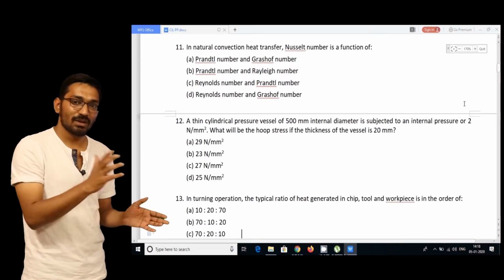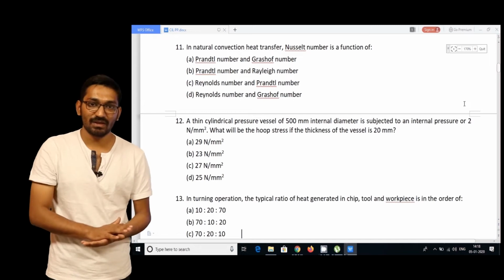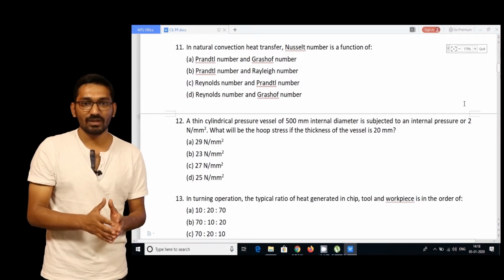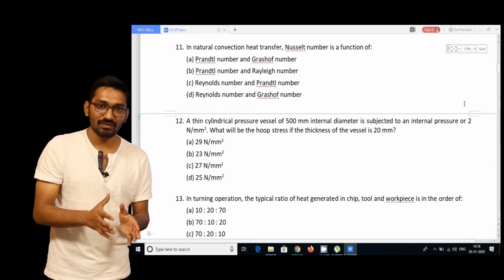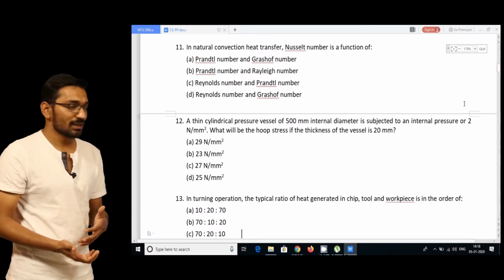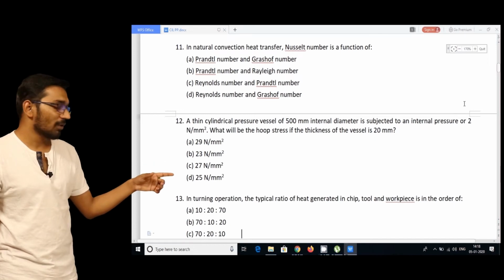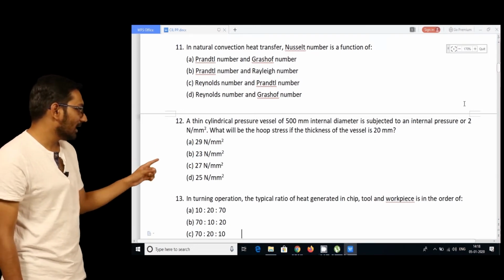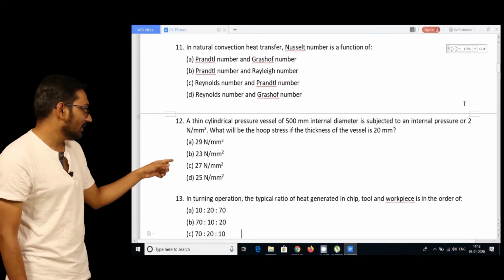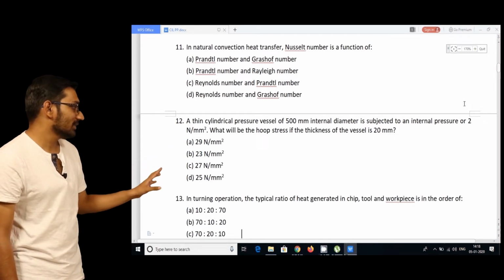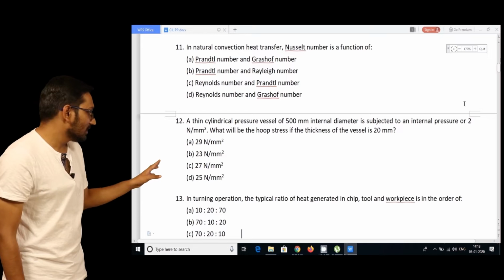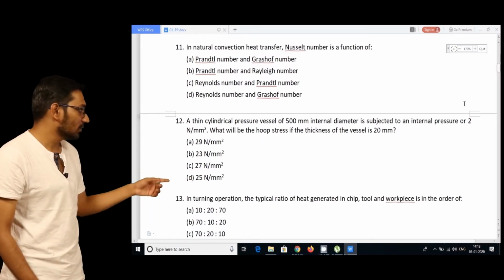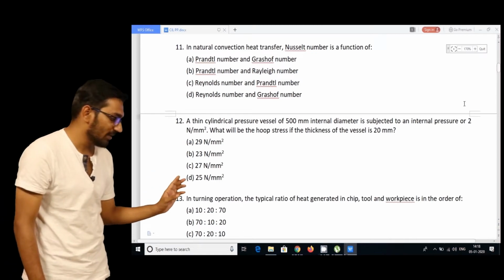And if the question comes on a spherical pressure vessel, then in the spherical pressure vessel, the hoop stress and the longitudinal stress will be the same, that is PD upon 4T. So in this question, you will use the formula PD upon 2T. P is 2, diameter is 500, divided by 2 into 20, that is 40. So the answer is 25 Newton per mm square. This is the hoop stress acting on this thin cylindrical pressure vessel.